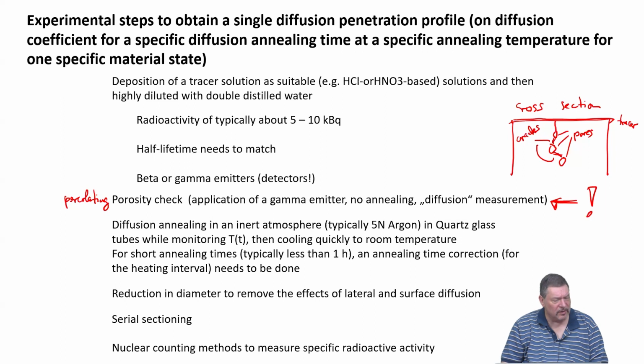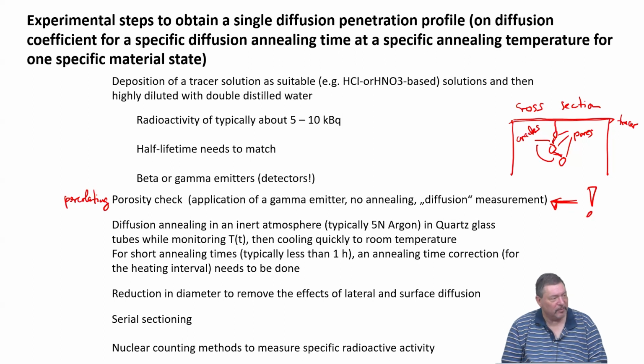If you want to use short annealing times, typically less than 1 hour, then you need to do an annealing time correction, because the time the sample needs to get to the temperature and get back to room temperature is considerable compared to the annealing time. And so it means that you have an undefined diffusion during the heating and during the cooling stage, which affects the outcome of the sectioning and detection. Then you reduce the material in diameter to remove the effects of lateral and surface diffusion. You do the serial sectioning, and then you use nuclear counting methods to measure the specific radioactive activity.